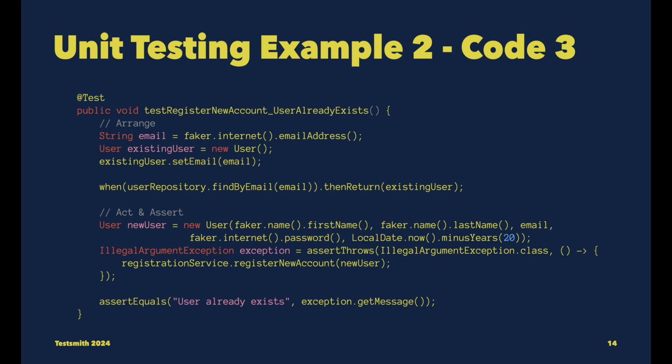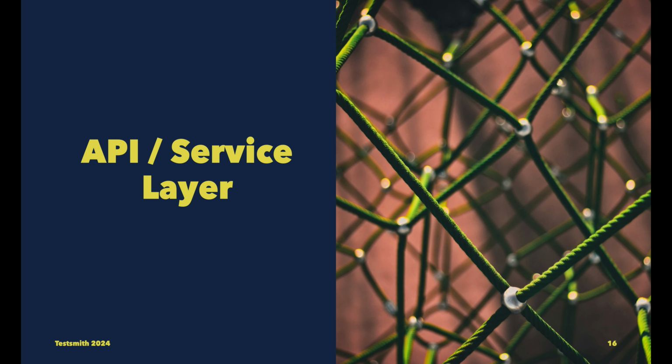I have used the following tools: JUnit as the testing framework, Mockito for my test doubles, DataFaker to generate fake random data. Let's dive into the second layer of the software testing pyramid, the API layer.